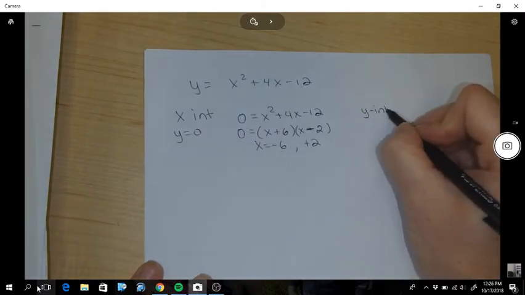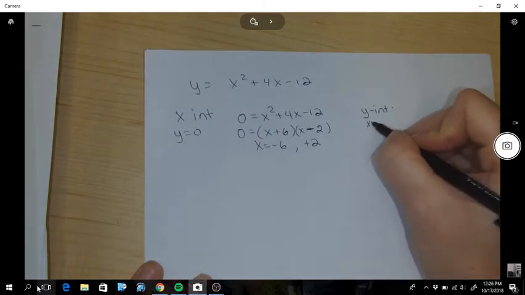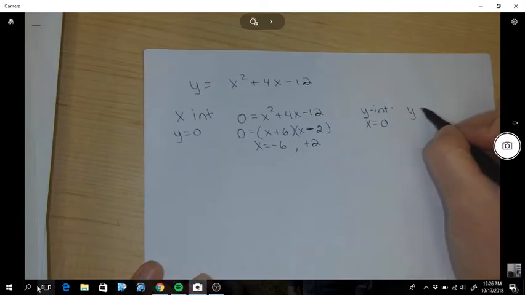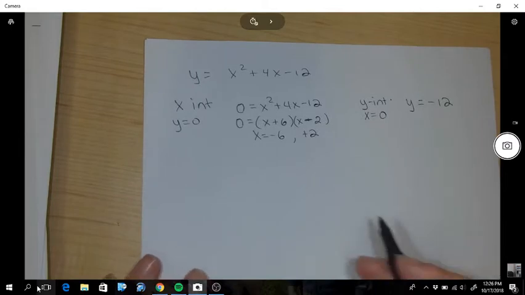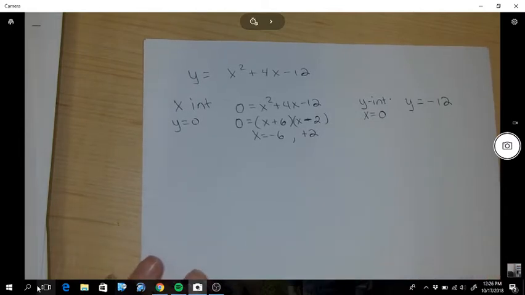And my y-intercept is where x is 0. So y equals negative 12. Okay, now let's get our vertex.